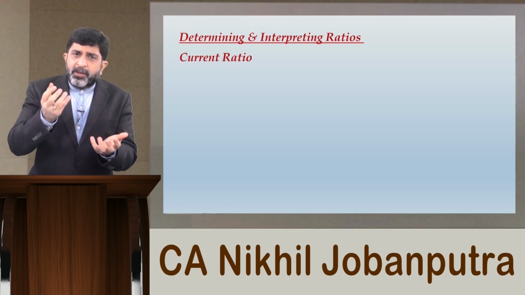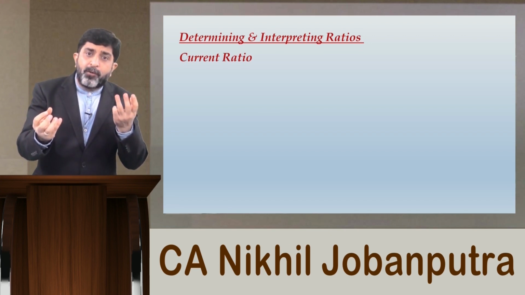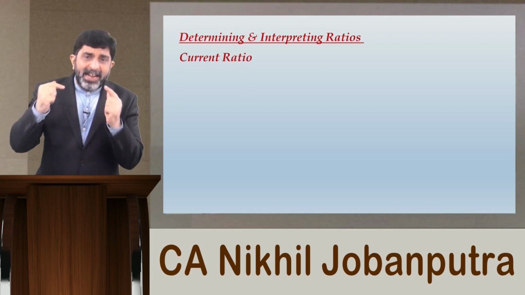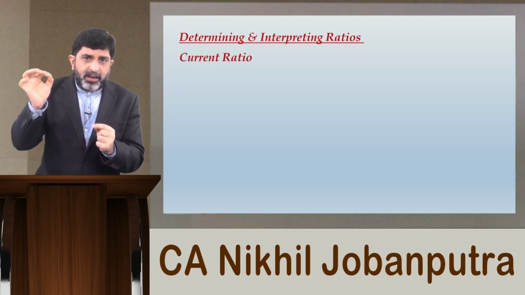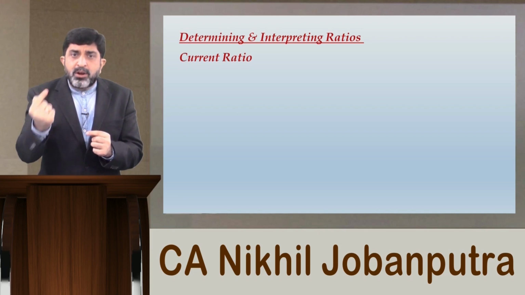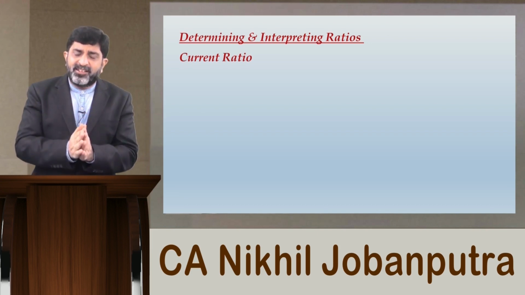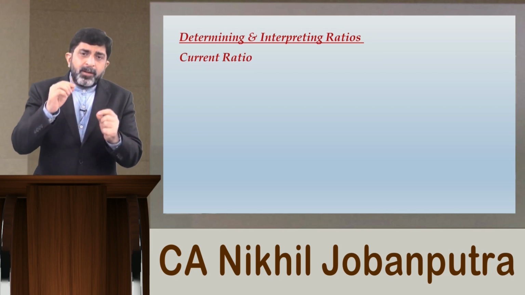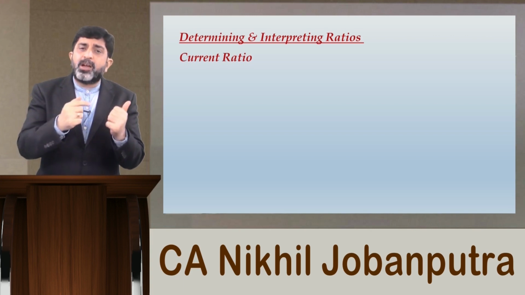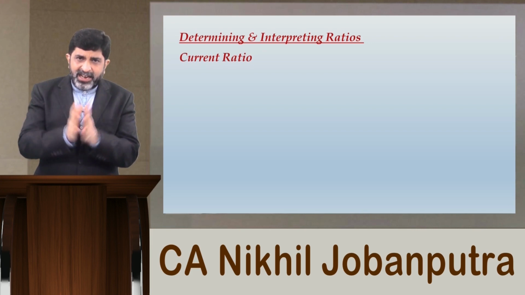For example, if you have 10 lakhs of current liabilities and 30 lakhs of current assets, the ratio will be 30 lakhs by 10 lakhs, that is 3:1. In that case, what will be the implication? For every 1 rupee of current liability, you have 3 rupees of current assets available. So we have learnt what is the meaning of current assets and current liabilities. So when you are computing current ratio over here, your focus has to be on current assets and current liabilities.